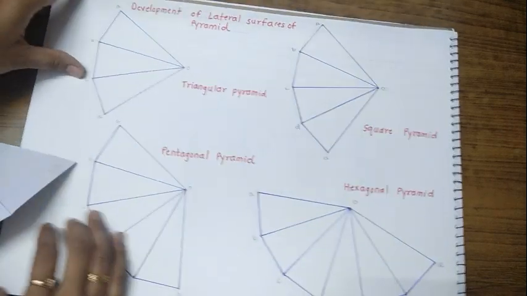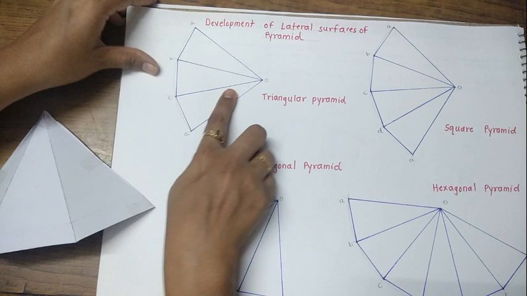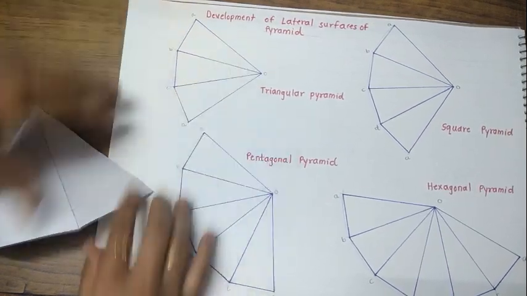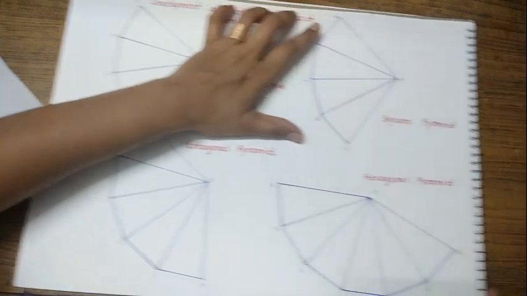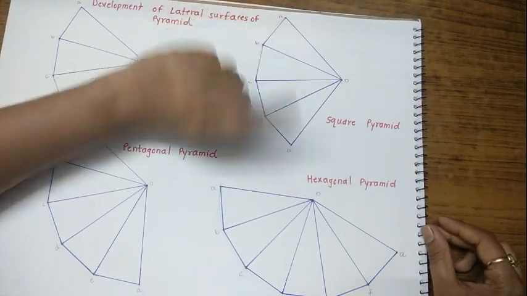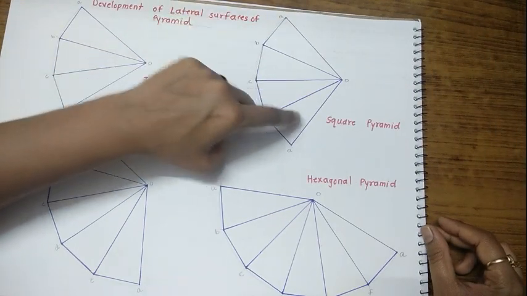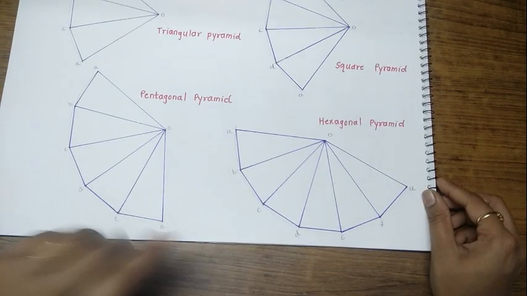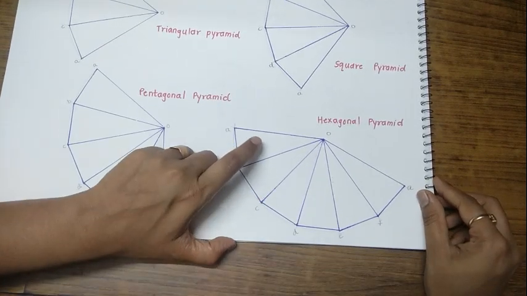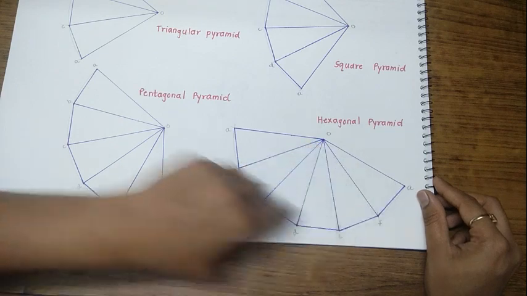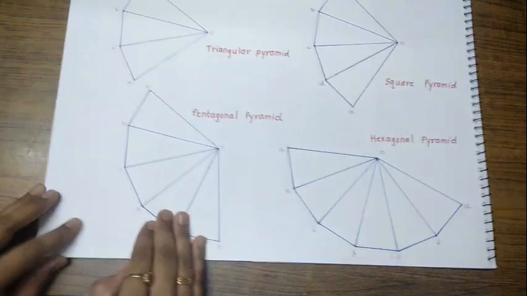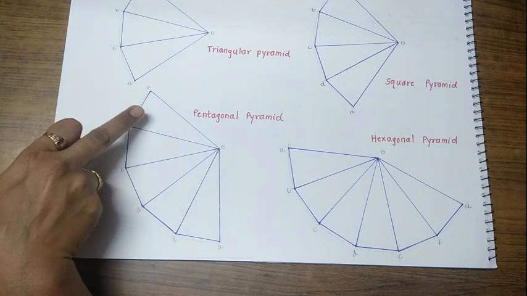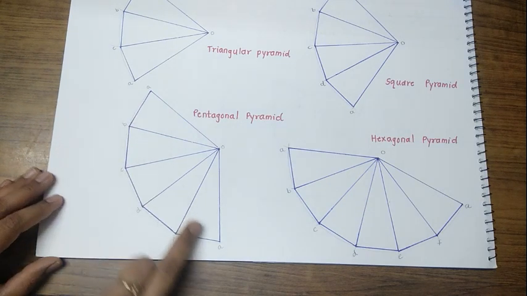If it is a triangular pyramid, then its development will consist of 3 equal isosceles triangles. If it is a square pyramid, then its development will consist of 4 equal isosceles triangles. If it is a hexagonal pyramid, then it will consist of 1, 2, 3, 4, 5 and 6 isosceles triangles. In the pentagonal pyramid it will consist of 5 equal isosceles triangles.